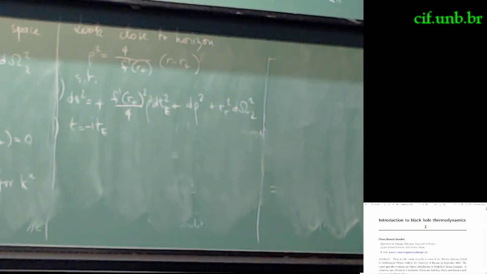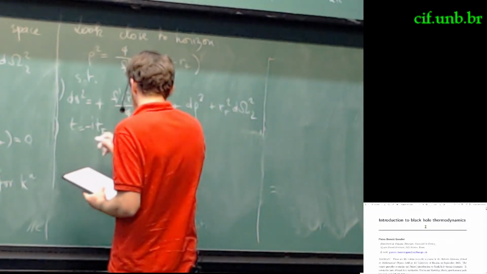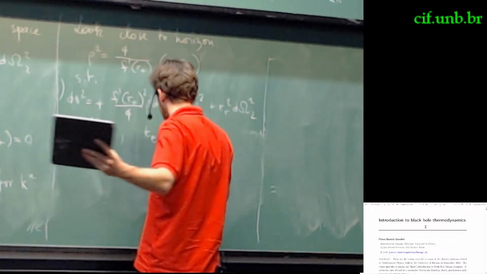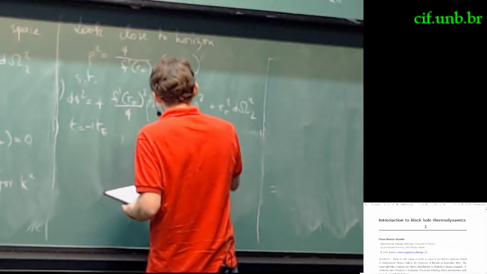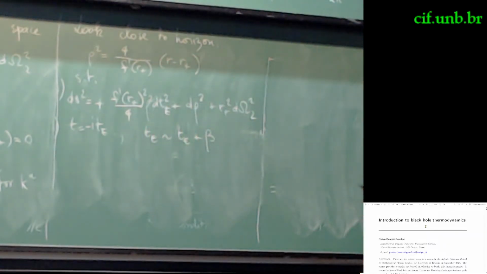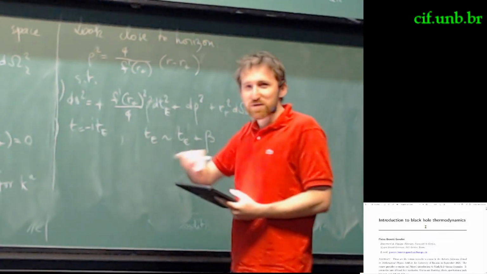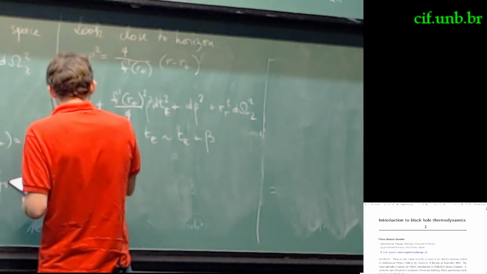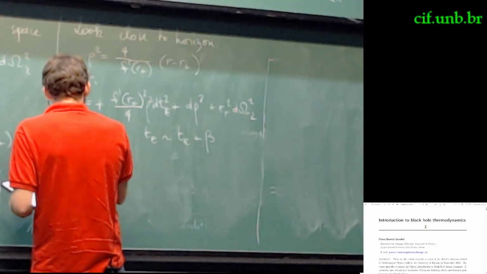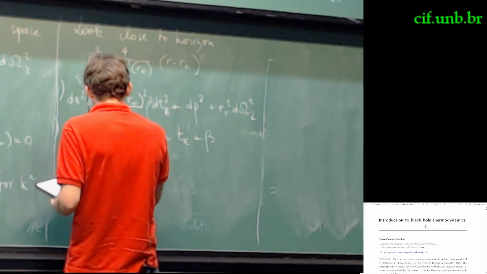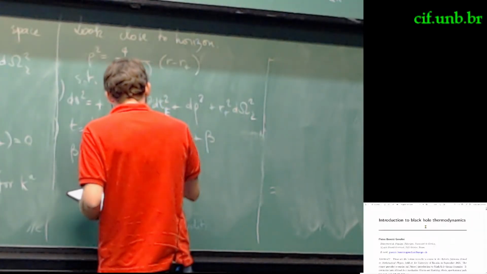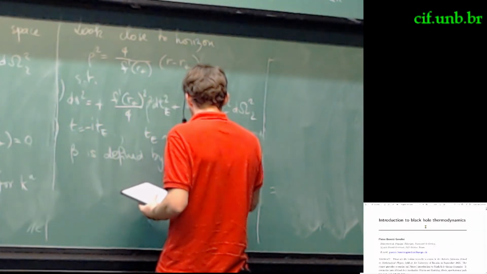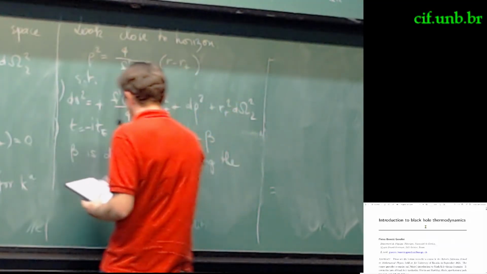And now, in Euclidean, as we were saying yesterday, we need to identify t_E with t_E plus beta. So how do I find the right beta? I will do a sleight of hand. I will tell you that beta is defined by requiring the space to be smooth.